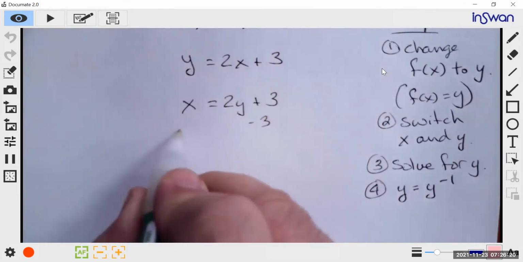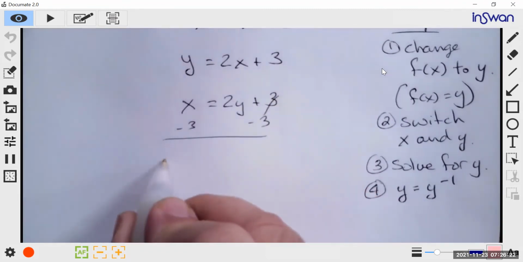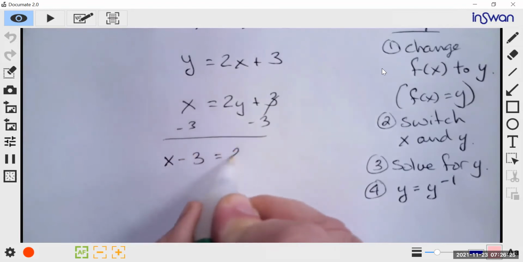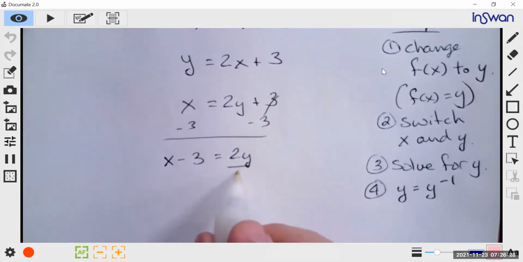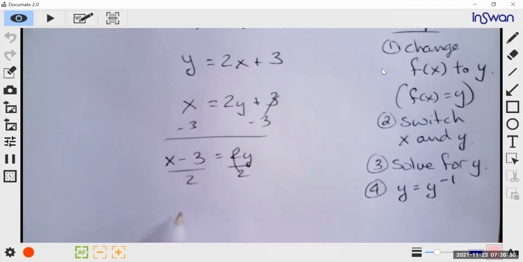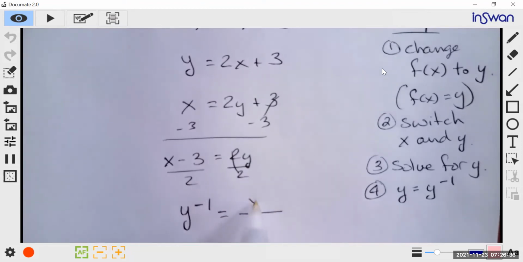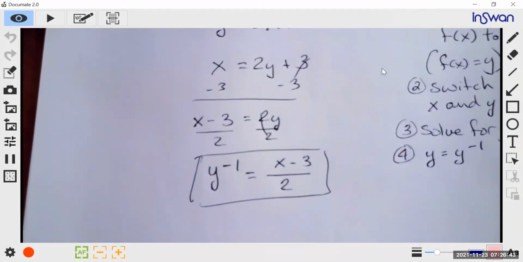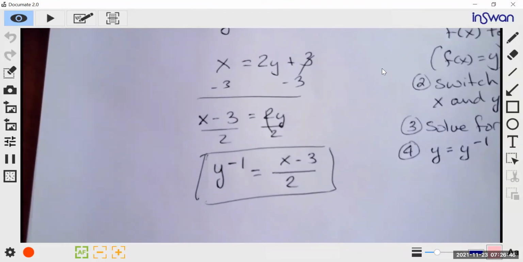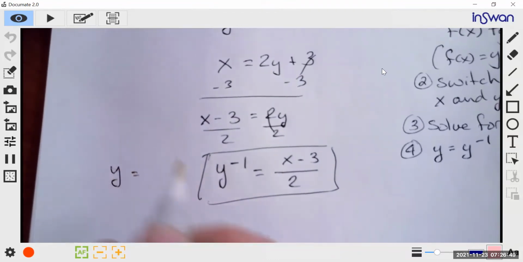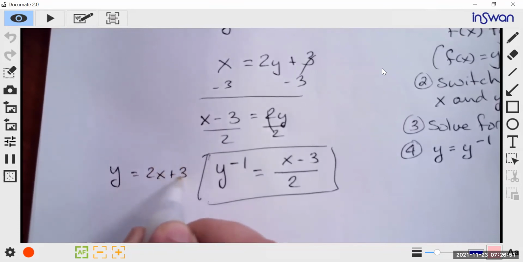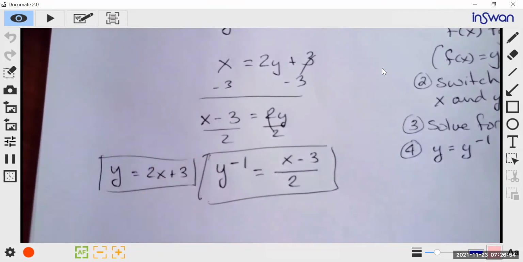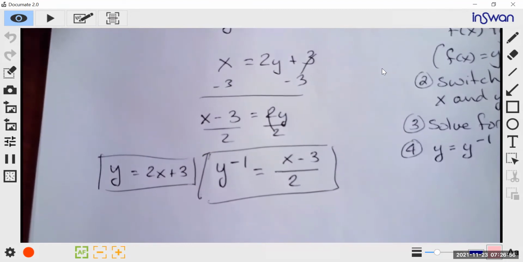So we subtract 3 from both sides. So x minus 3 equals 2y. Divide by 2. So this is the y, since that's what I'm solving for. It's the inverse. There's my inverse function. There was my original function. And in a little bit, I'm going to show you how to test to see if those are really inverses.